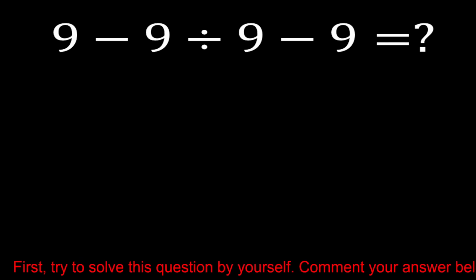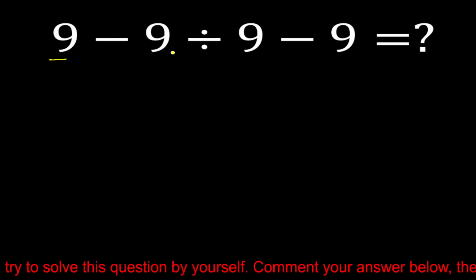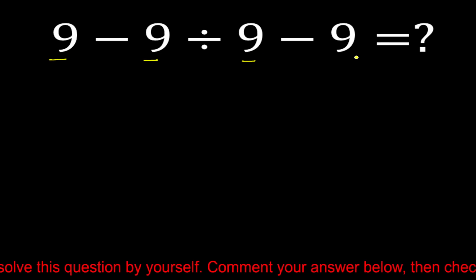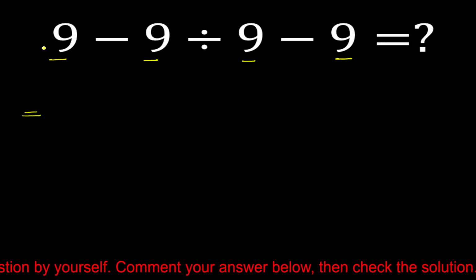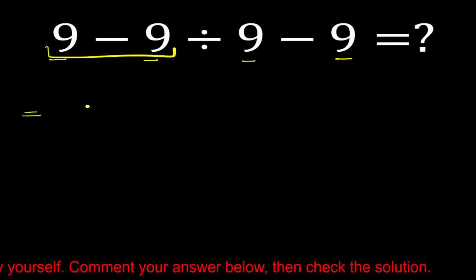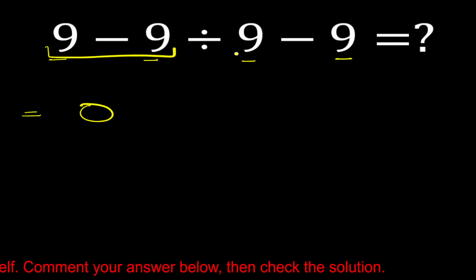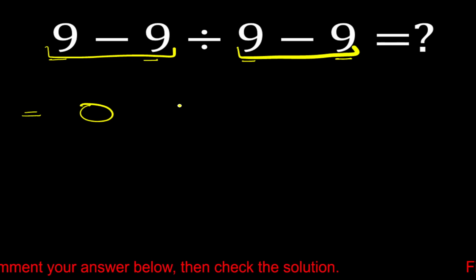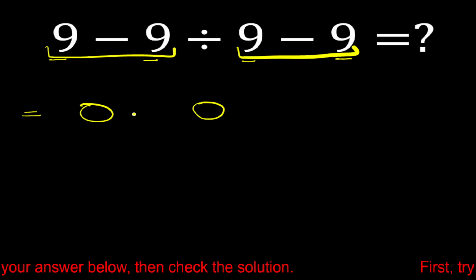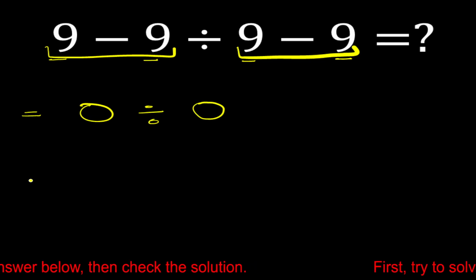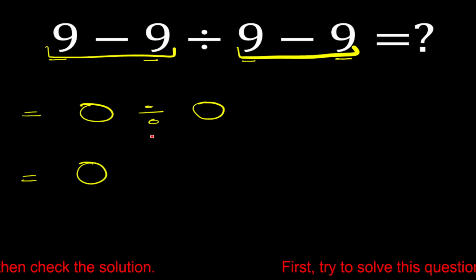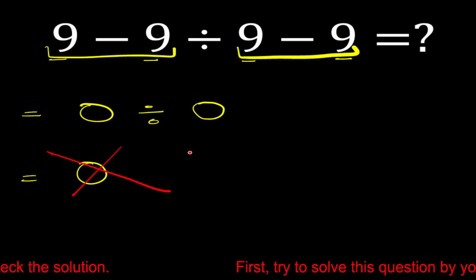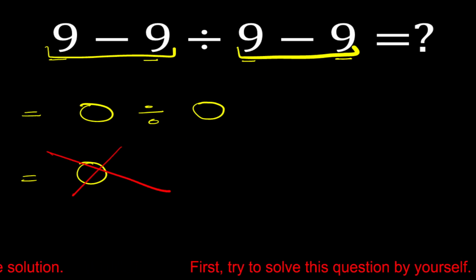So here we have a question: 9 minus 9 divided by 9 minus 9. Most people solve this question like this: 9 minus 9 is equal to 0, then again 9 minus 9 is equal to 0. Now 0 divided by 0 is also 0. But here they are wrong, because this answer is not correct. This answer is completely wrong.